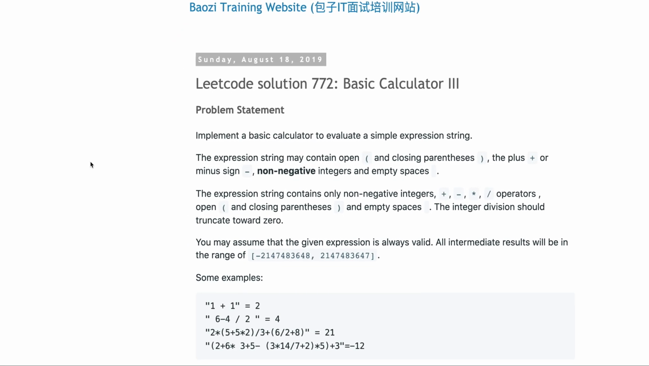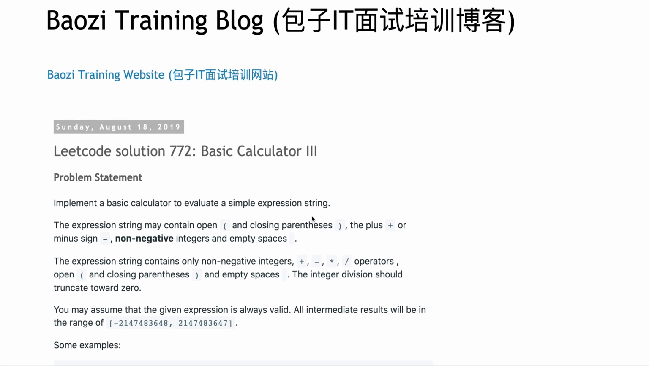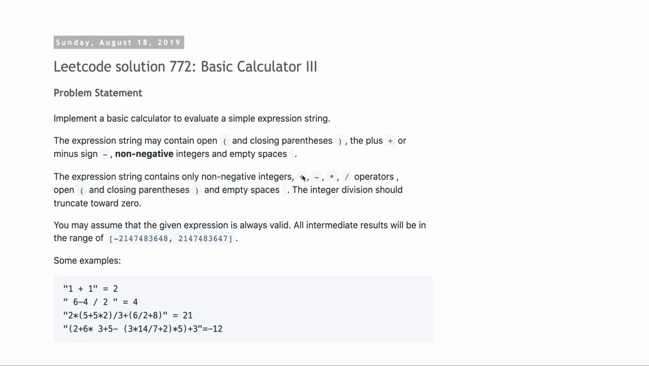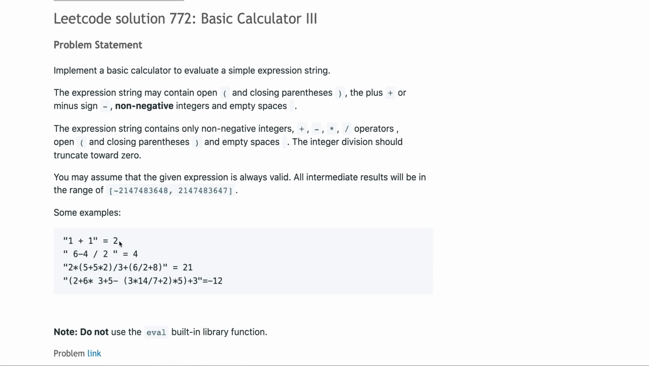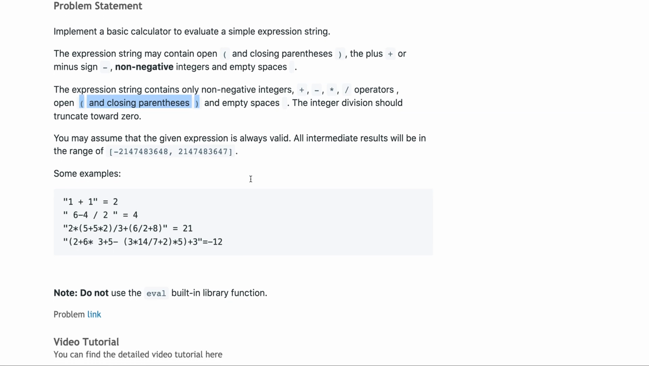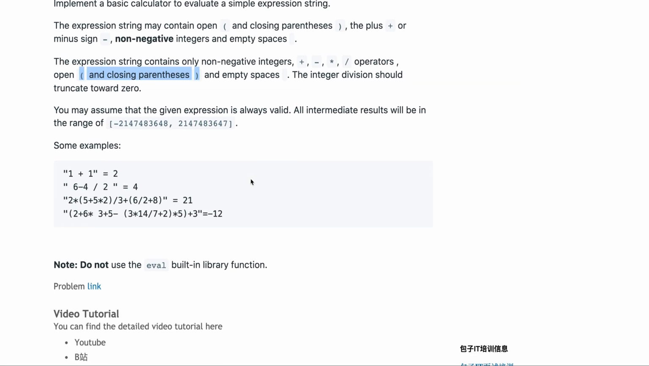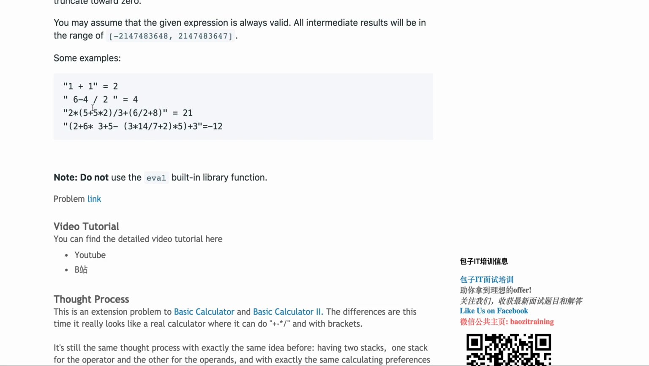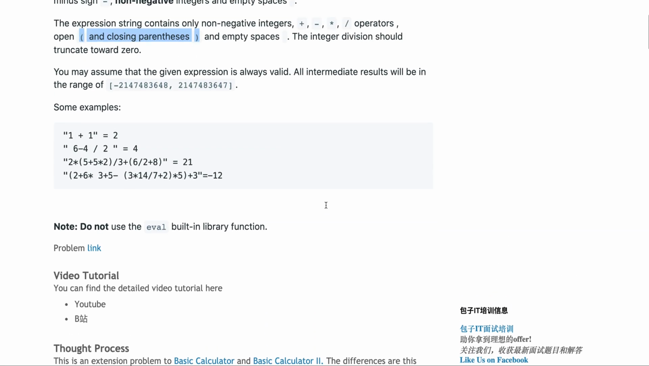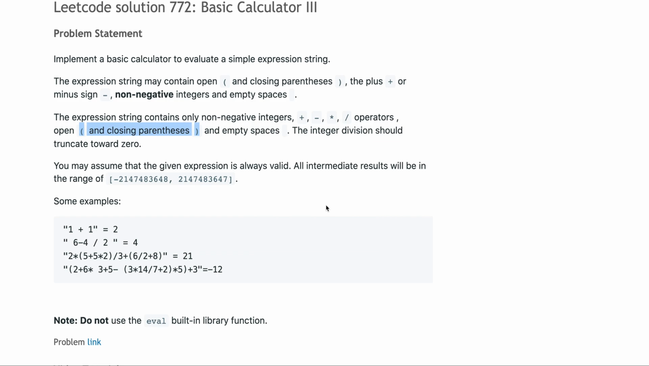Today we're continuing to talk about the calculator problem. We previously talked about basic calculator 1 and 2, so now it's basic calculator 3. So what is basic calculator 3? Essentially, it has all four operators, plus, minus, times, divide, and also the left parenthesis and the right parenthesis. It almost looks like a real calculator, and there are always going to be spaces, and I want to point that out.